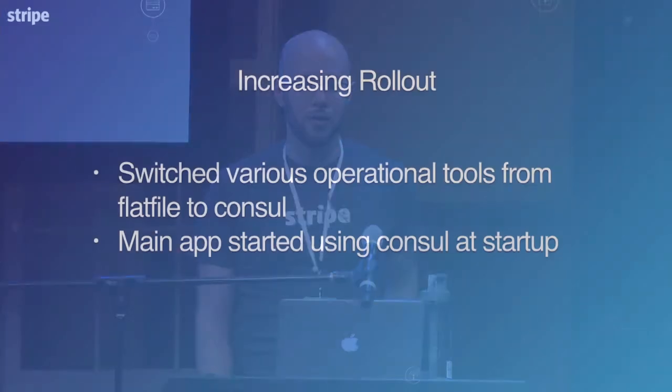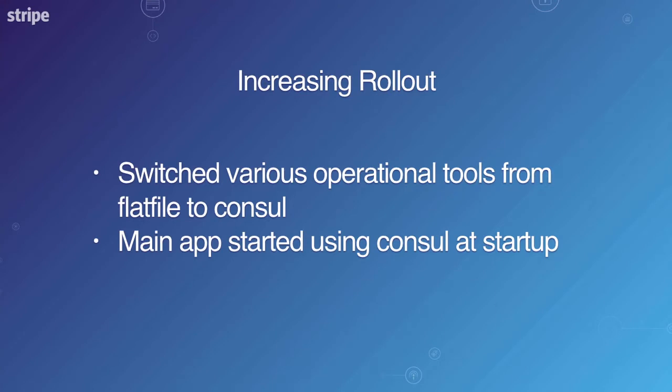So we switched a bunch of our internal operational tools that, again, depended on host inventories to pull information from Consul. We switched our main application, the Stripe API, which started using Consul at startup to discover some of its runtime dependencies. It would cache this information, so it wouldn't talk to Consul at runtime. So in the event of a Consul error, we wouldn't be able to start new app workers, but the existing workers, existing processes, would continue running, and our deploy processes would fail safe, and the site would remain up, and we would have time to fix the problem.